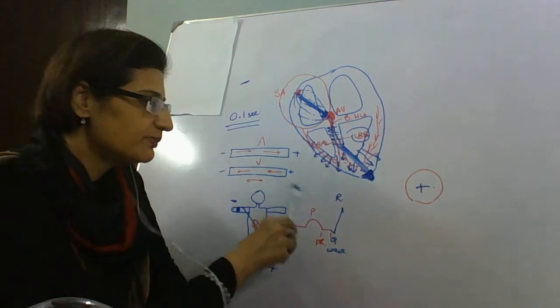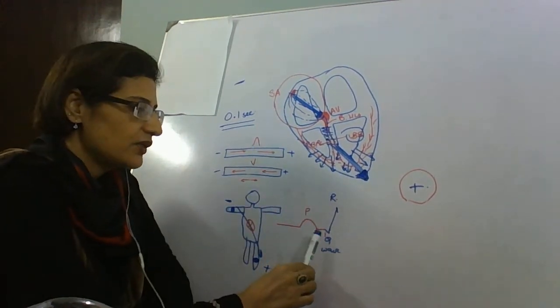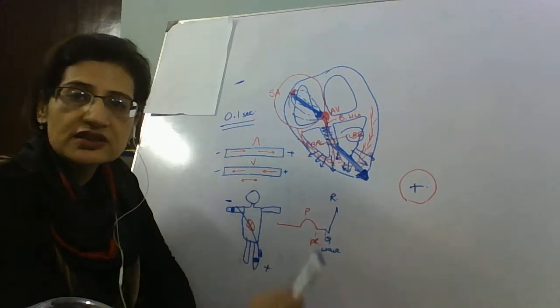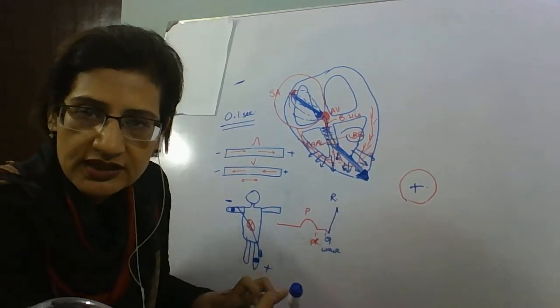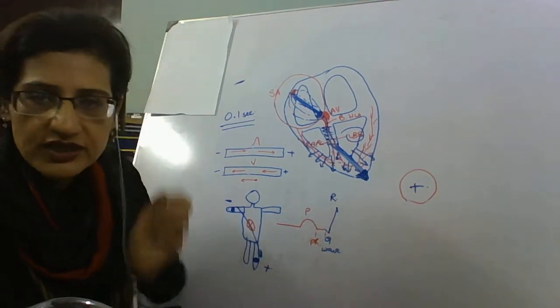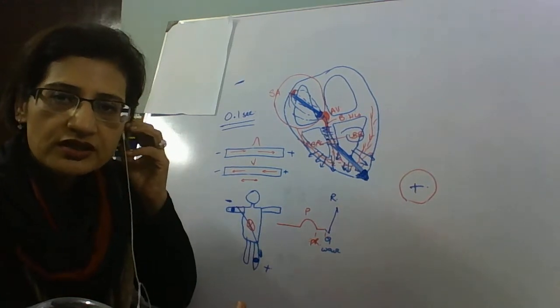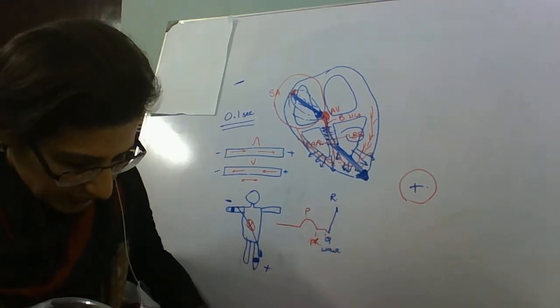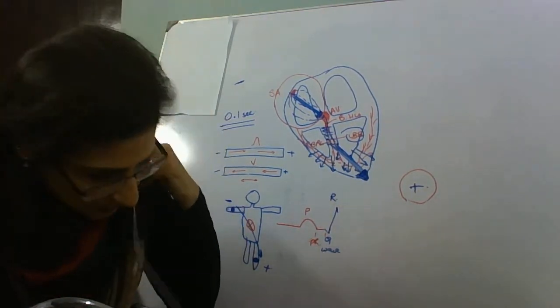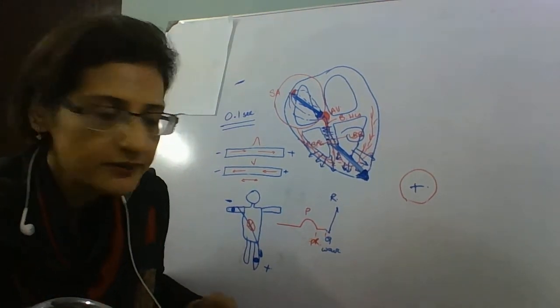So we have done the P wave, that is atrial depolarization. We have done the PR interval, that is the stay time in the AV node. We have done the Q wave, that is the bundle branches, with the left bundle predominating over the right bundle.